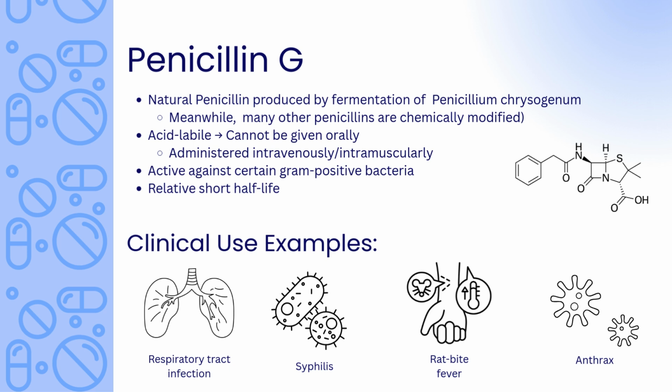In addition, Penicillin G has a relatively short half-life, thus it requires frequent doses to maintain effective levels in the body. Clinically, it is used to treat various infections, such as respiratory tract infections, syphilis, rheumatic fever, and anthrax.